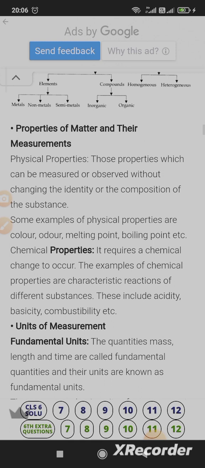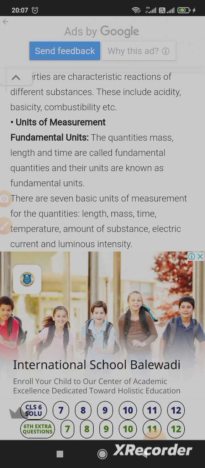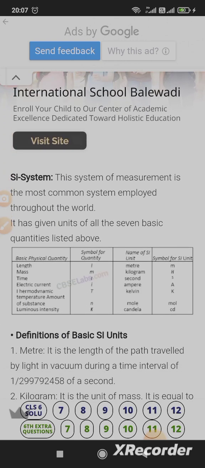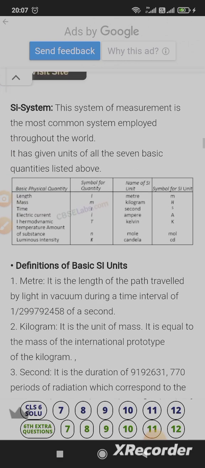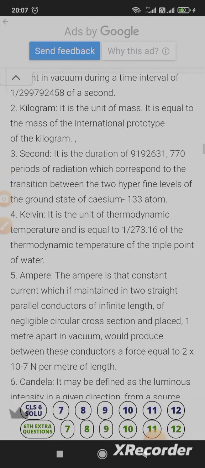Properties of matter and their measurements. Fundamental units and quantities you have already read in physics, so I'm not reading them. Length: meter. Mass: kg. Time: second. Electric current: ampere. Thermodynamic temperature: Kelvin. Amount of substance: mole. Luminous intensity: candela. If you want to read this, then read.